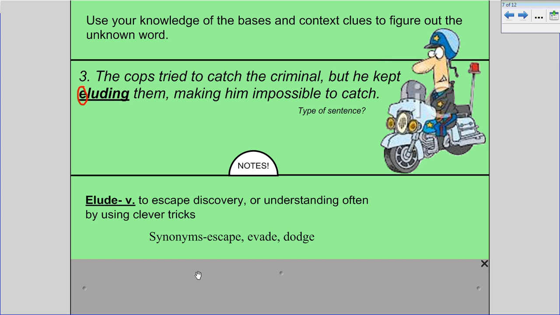What I'd like for you to do on your loose leaf is write down number 3, identify the type of sentence that this is. Also, please explain the sentence. Once you've done that, please restart the video.